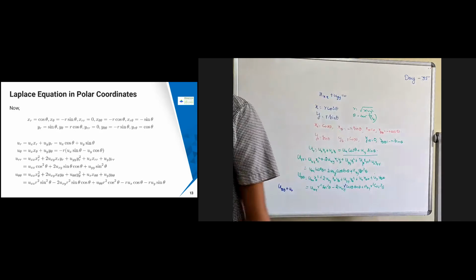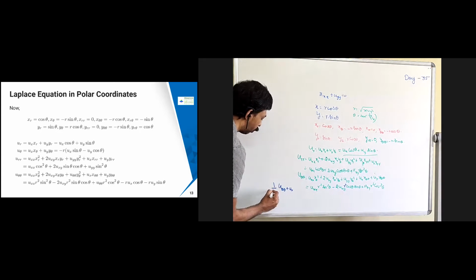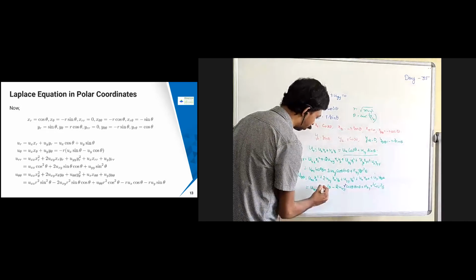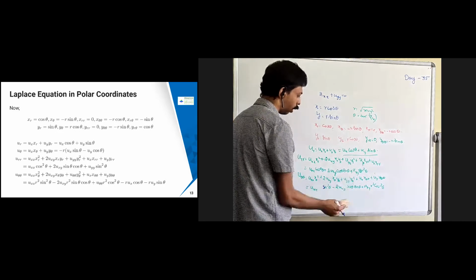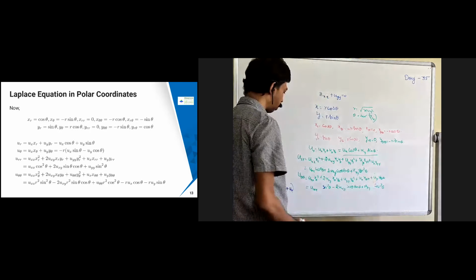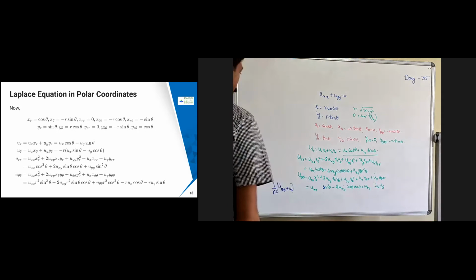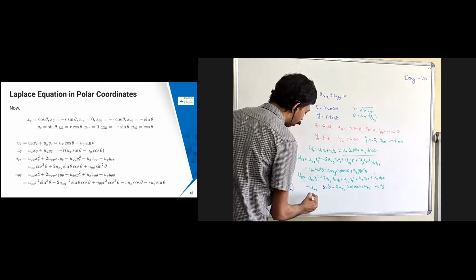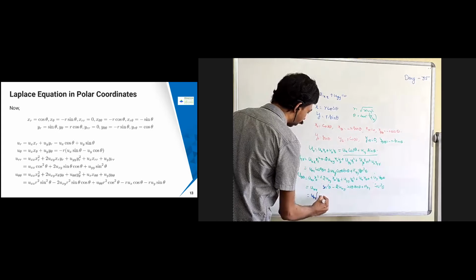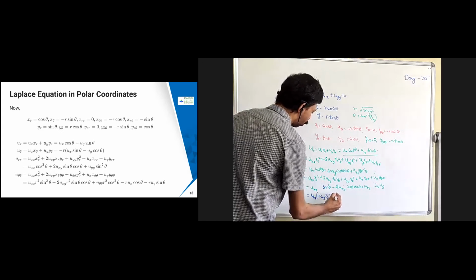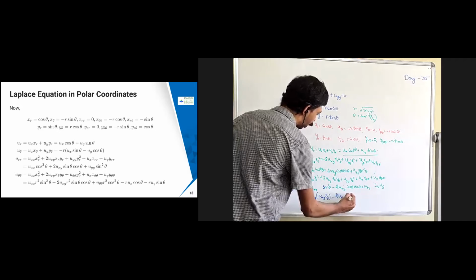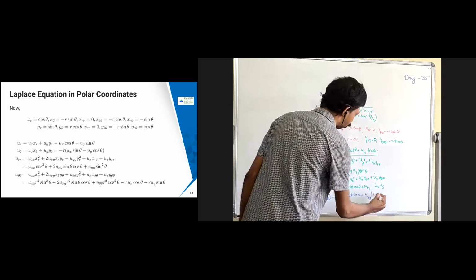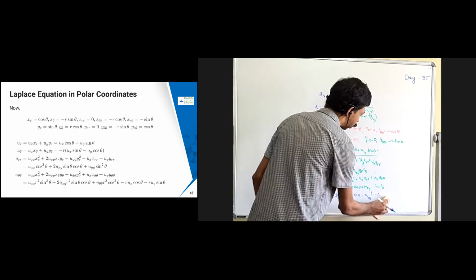So in this case, r square will get cancelled. Here sin square theta is there, and here cos square theta. Now if you see these two, they are basically similar, except that there is a sin square theta here and cos square theta there. So I can write this as u_xx into 1 minus cos square theta, minus 2 u_xy cos theta sin theta, plus u_yy into 1 minus sin square theta.